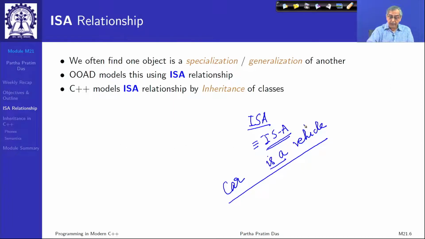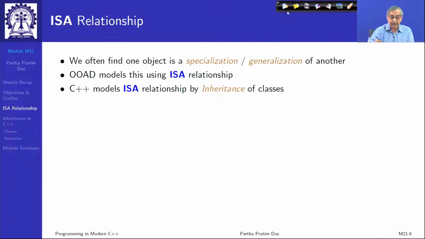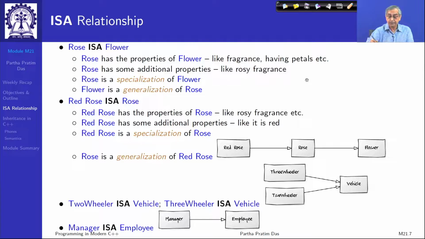For example, vehicle is a generalization of car, I mean something which allows us to move around, but so do so many other vehicles like train, like bus and so on. And car is a specialization of vehicle because it has the behavior of a vehicle and it may have something extra which not all vehicles may actually have. OOAD models this as is-a relationship, and in C++, we model this by inheritance of classes.